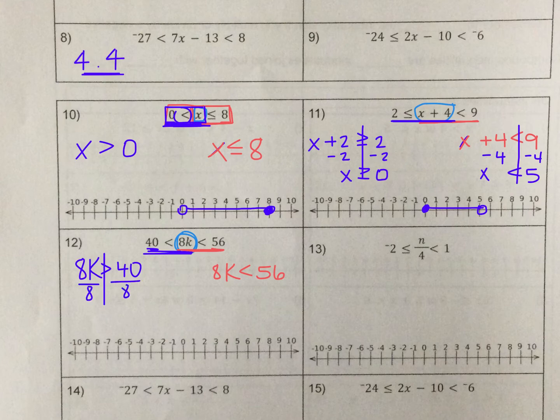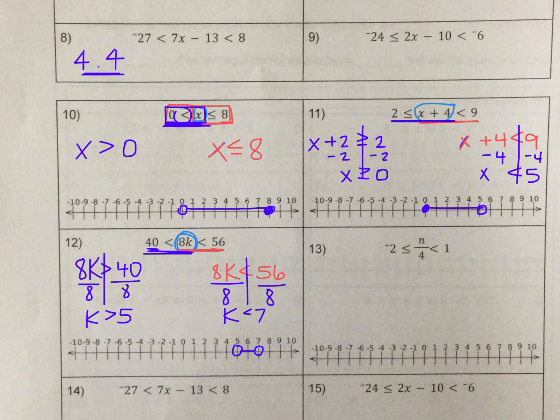Divide by 8. k is greater than 5, and put an open circle on 5. Divide by 8. k is less than 7. Open circle on 7. It's an and. We put them together.